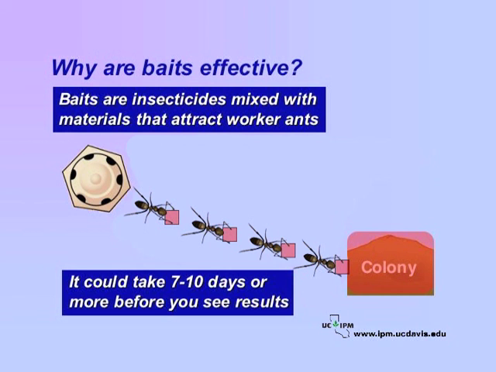Bait products are safer than sprays because there is less human exposure, and there is little chance for the material to get into the environment. Remember, baits won't be effective alone. You must also remove food sources and seal up entryways.